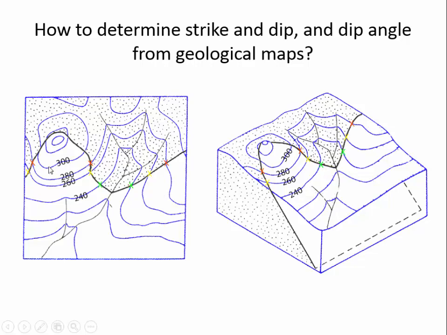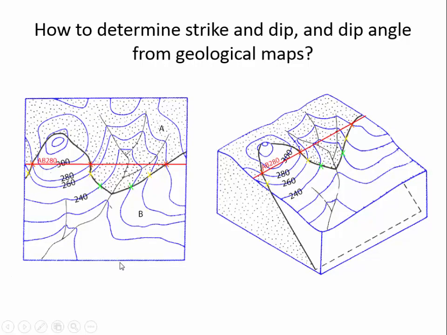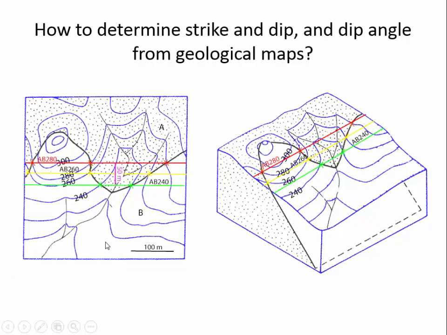So now we have a set of corresponding contour lines, and we just have to connect them with lines. This would be here the contact between layer A and layer B at 280, at 260, and at 240 meters, and you label these contacts accordingly. Contact between A and B at these different altitudes.